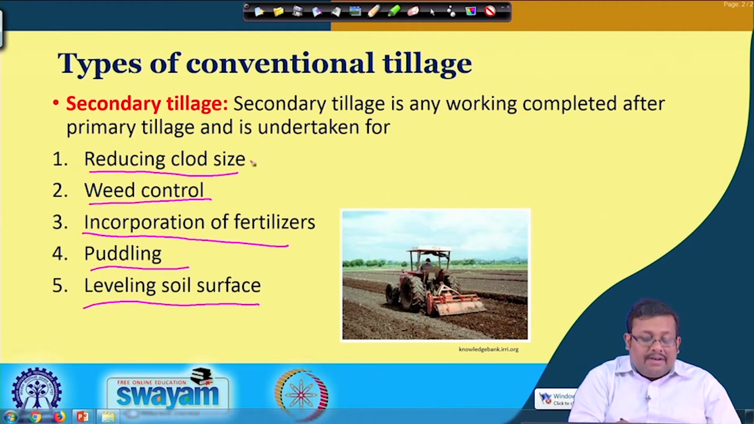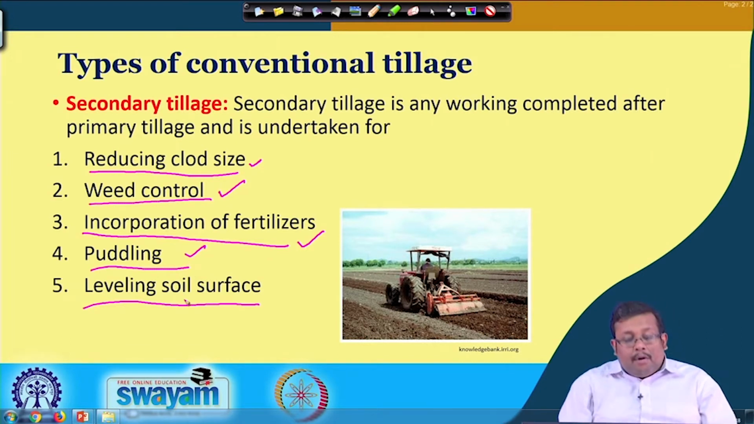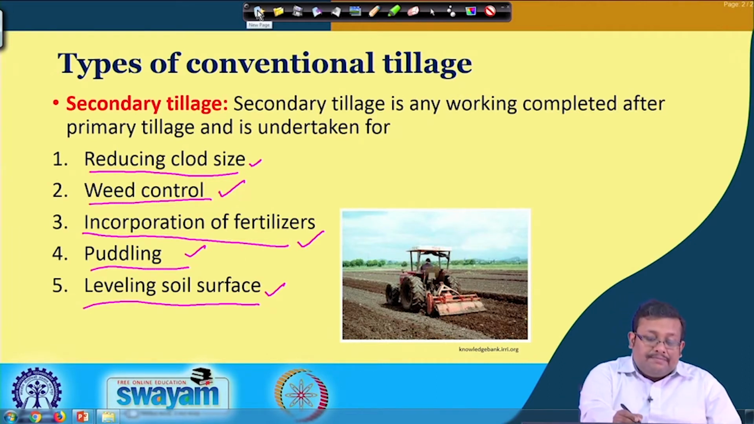Now, we know that in the primary tillage we break down the clods, and further in the secondary tillage we try to reduce the clod size. The secondary tillage also helps in weed control. Secondary tillage helps in incorporation of fertilizer. We will discuss that later when we discuss the fertilizers. Puddling is an important secondary tillage operation for rice crop, and also leveling the soil surface, because when we are reducing the clod size, it is becoming more smooth. So, you can see in this picture that this is an example of secondary tillage.